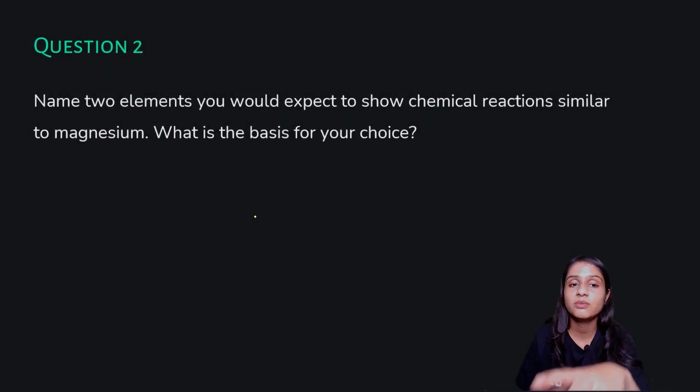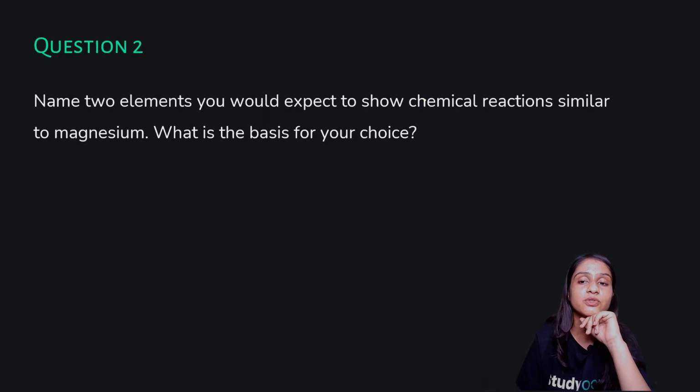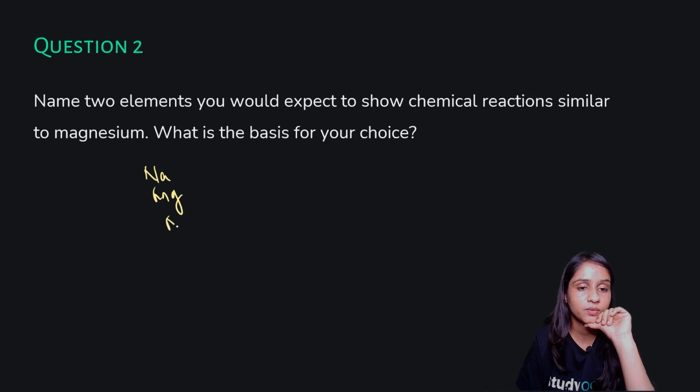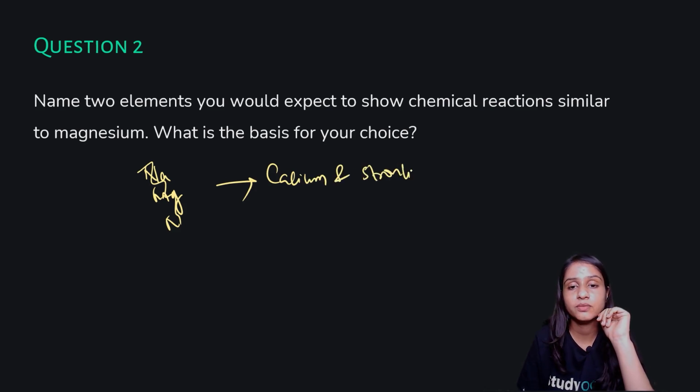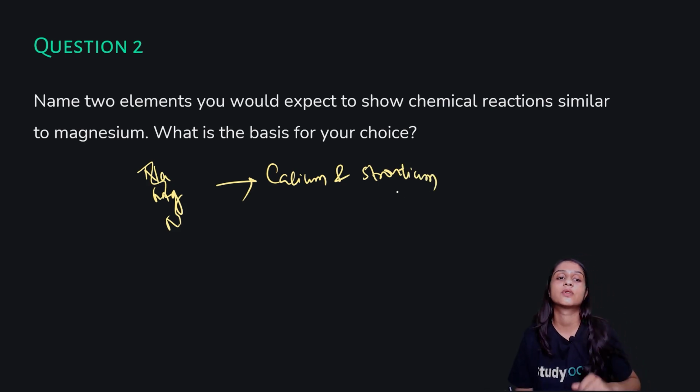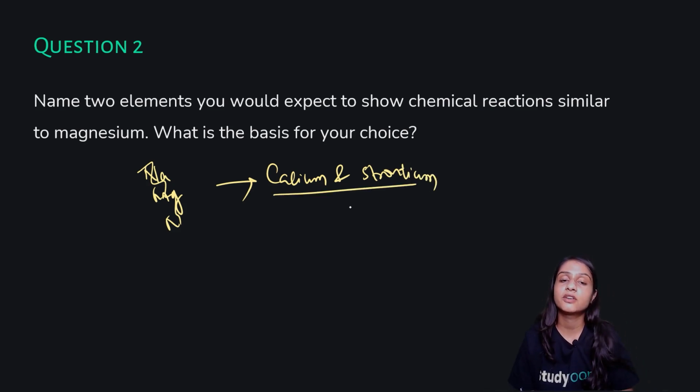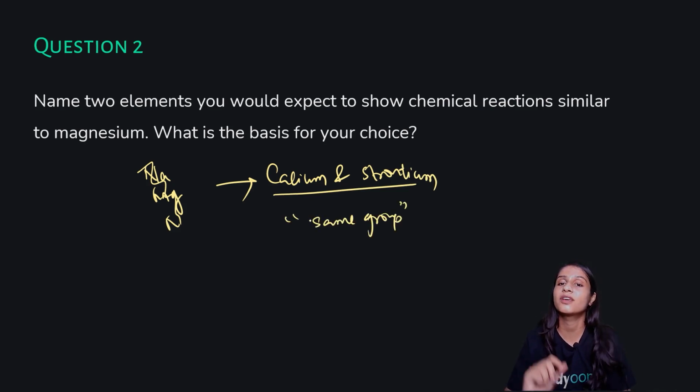Okay. Name two elements which you expect to show chemical reactions similar to magnesium. What is the basis of your choice? So this is sodium, magnesium. No, it is calcium and strontium, because they are found in the same group.